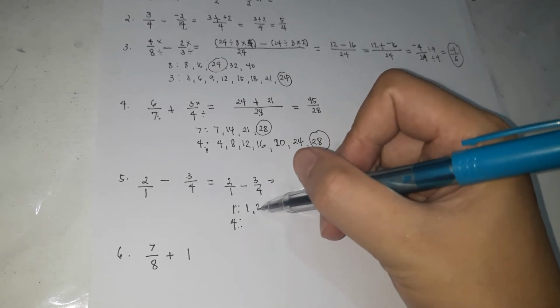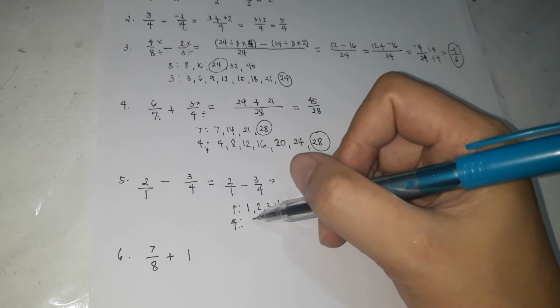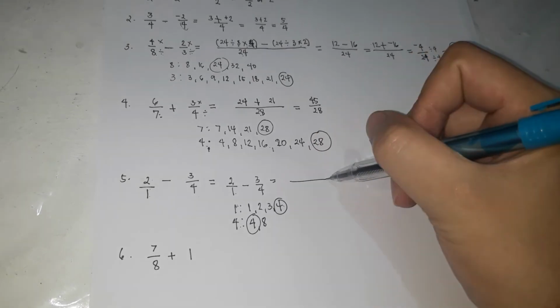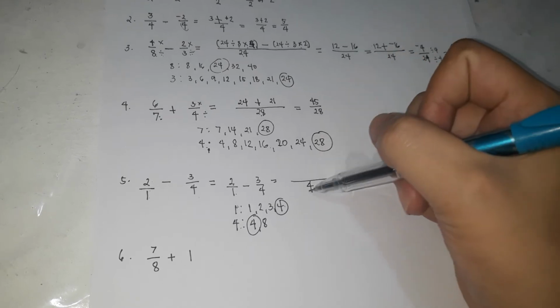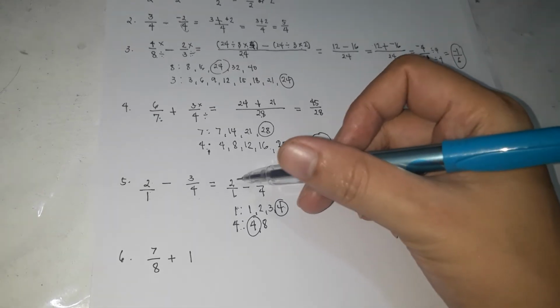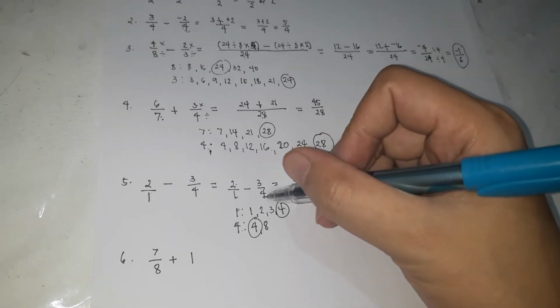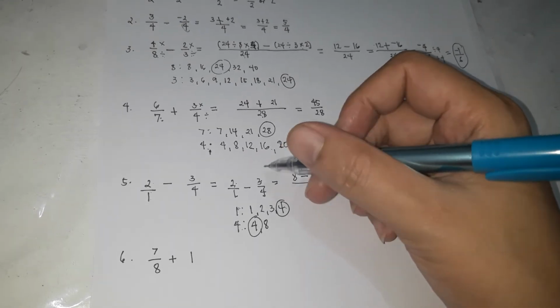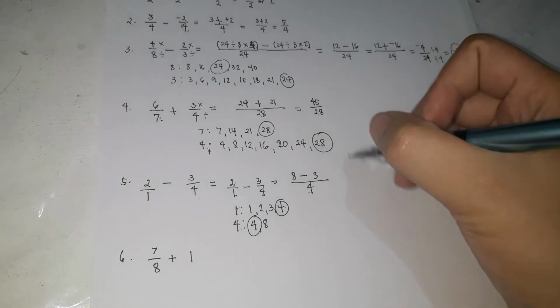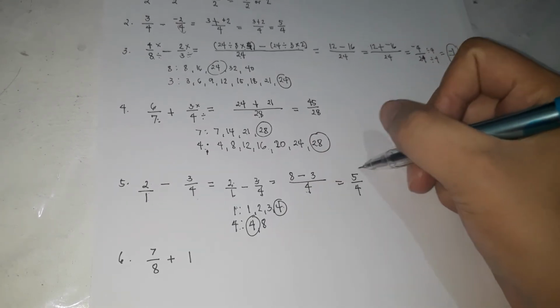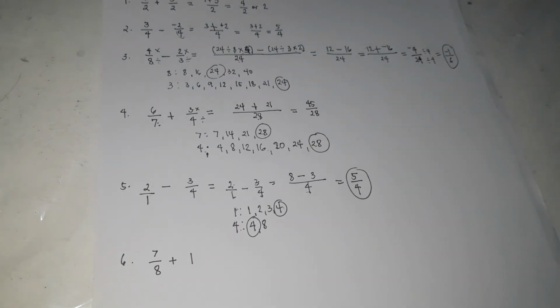So 1, 2, 3, 4. 4, 8. So the LCM is 4. Divide: 4 divided by 1 is 4, times 2 is 8. Minus 4 divided by 4 is 1, times 3 is 3. 8 minus 3, 5 over 4. So that's how it is.